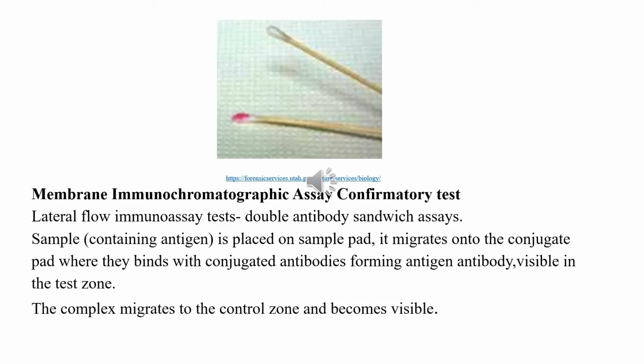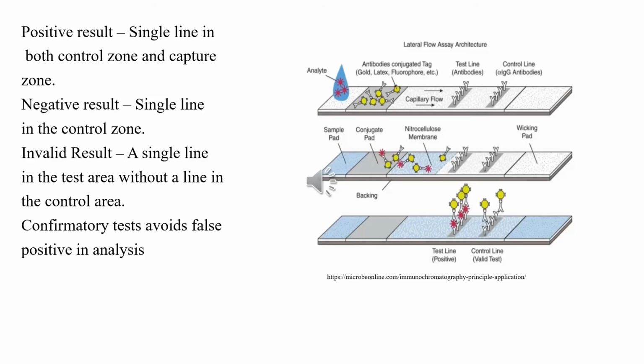They are used in clinical microbiology labs and they have double antibody sandwich assays. This test has two different zones, the capture zone and the control zone. The capture zone is also known as the test line. The capture zone contains immobilized antibodies. The lateral flow immunoassay test is used for analyzing blood.